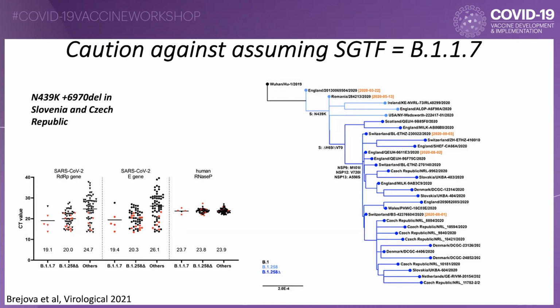And of course, this is an example of why you cannot use the S gene target failure in the TaqPath assay as a proxy marker for B.1.1.7. You need to do sequencing validation to understand what the proportions of different viruses are in your country or location. So it can be used as a surveillance tool, but it must be backed up by sequencing as well.